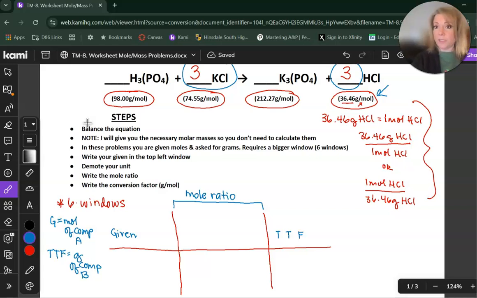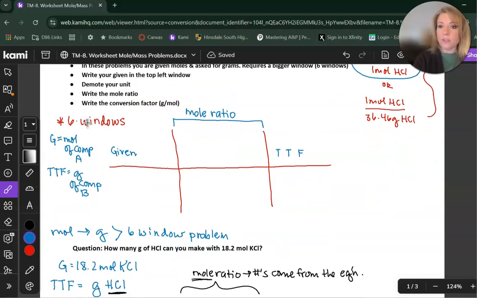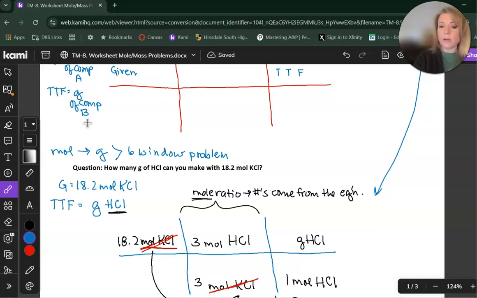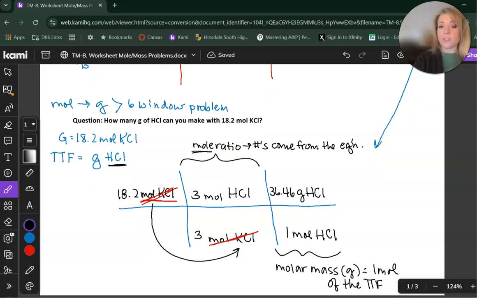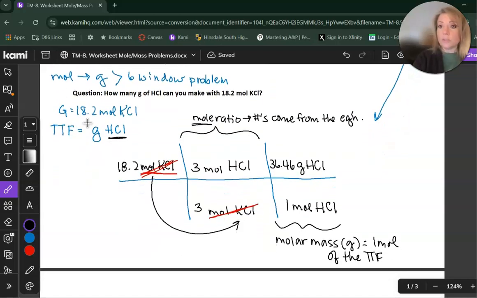And if you look at the different versions of how I wrote that relationship, you can see right here that this is the one that we're using. This is the one that we're plugging into our windows here on the right-hand side. So we know that 36.46 grams of HCl is equal to, that's what that line means, 1 mole of HCl.